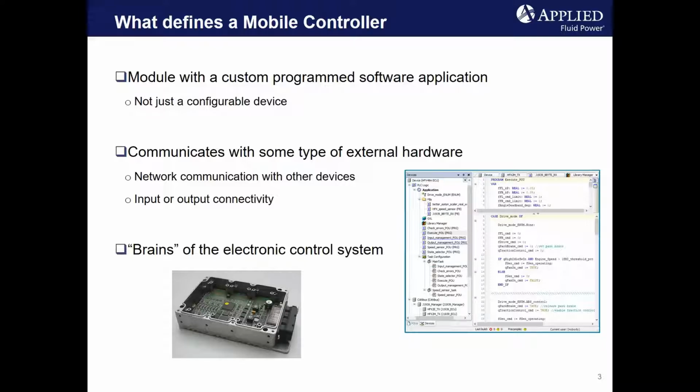Typically, a mobile controller is also controlling some type of operation, such as receiving inputs and driving outputs that command valves, receiving CAN signals and commanding outputs, or commanding another device via network communication. This means that the controller will most likely have inputs or outputs and or networking, such as CAN, CAN bus, RS-232, Ethernet, etc. In general, the controller is usually what is referred to as the brains of the system, or the master device in the electronic control system.